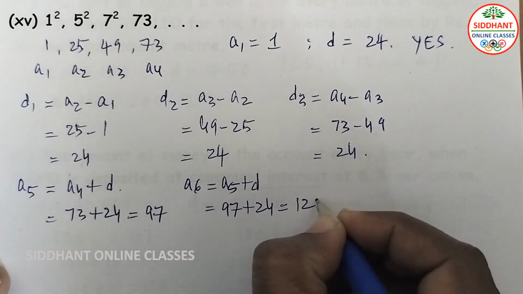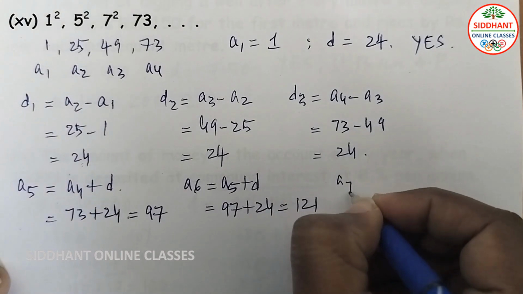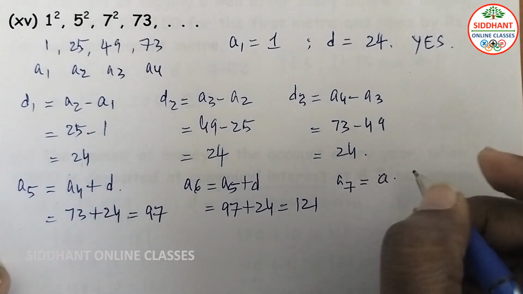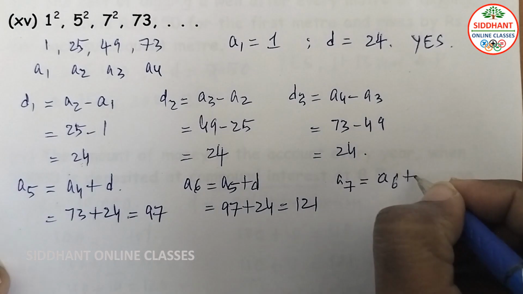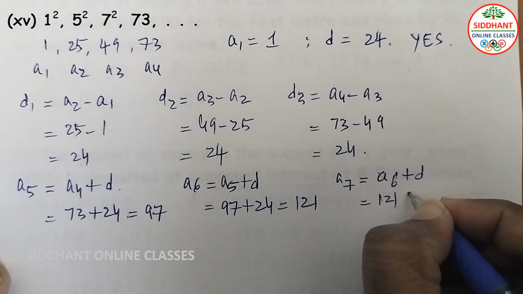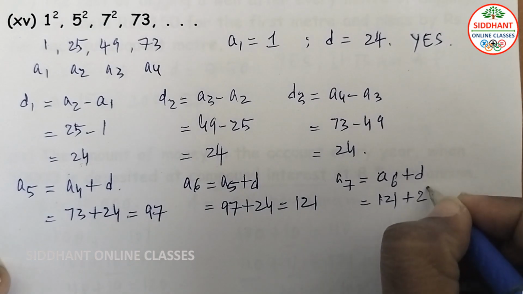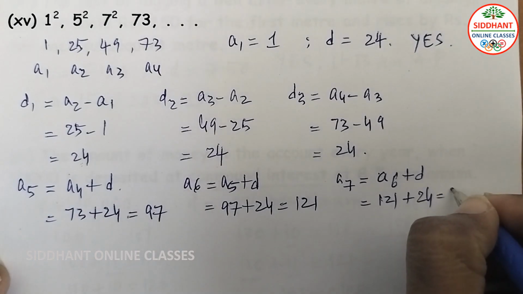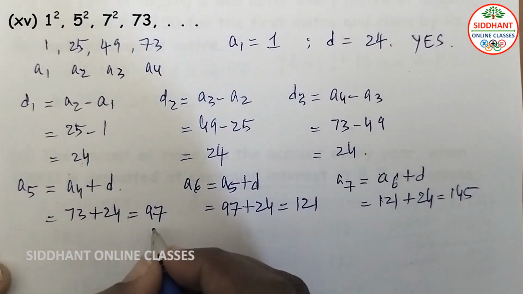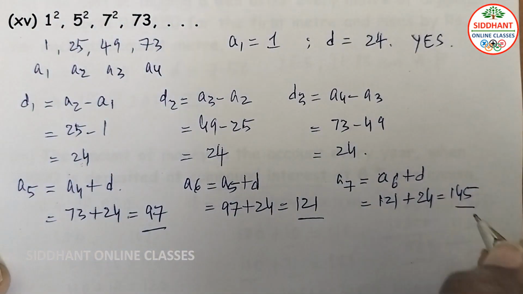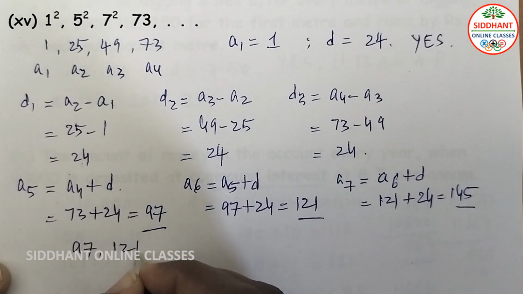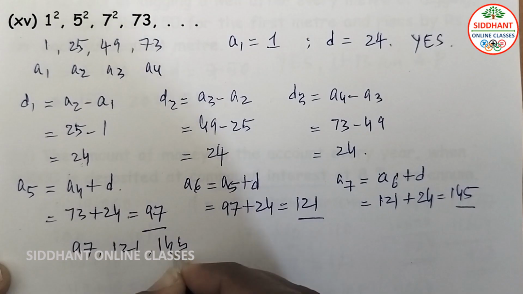Now A6, which is A5 plus D, that equals 97 plus 24, that equals 121. A7 is A6 plus D, that equals 121 plus 24, which equals 145 here. So we get the three terms here. The three terms are 97, 121 and 145 here.